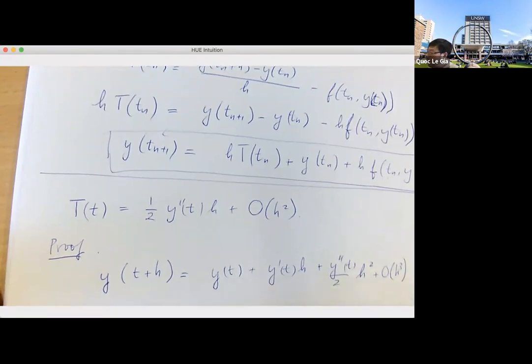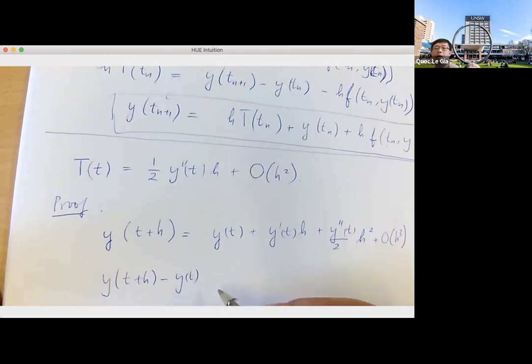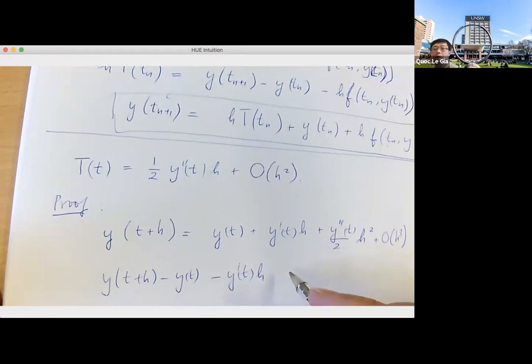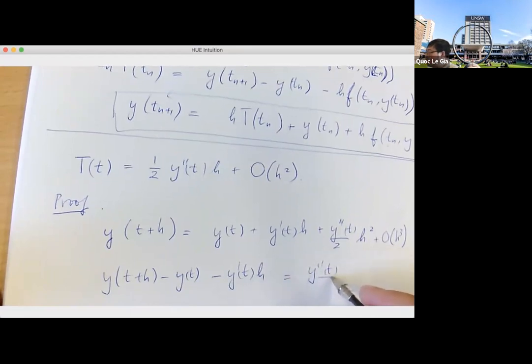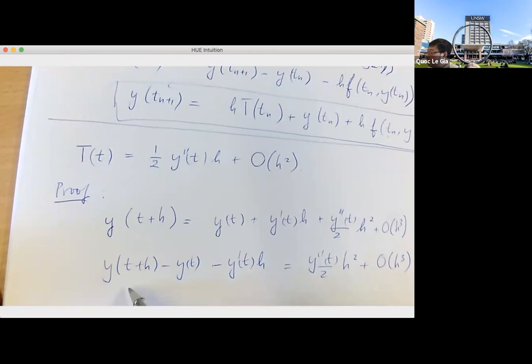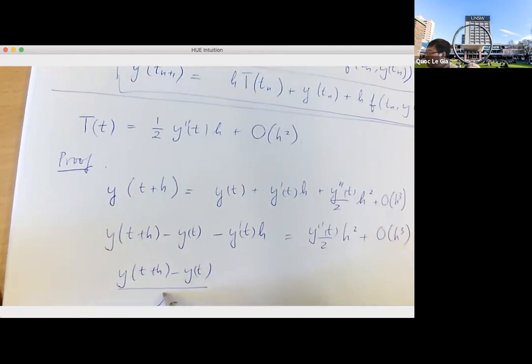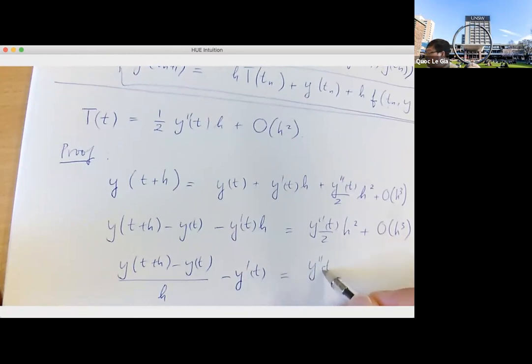And now if I rearrange it, I get y(t+h) minus y(t), and minus y'(t)h, then I get y''(t) over 2 h squared plus O(h cubed), right? And now I divide everything by h. So if I divide everything by h, then I get y(t+h) minus y(t) divided by h, minus y'(t), equal to y'' over 2 h plus O(h squared), okay.